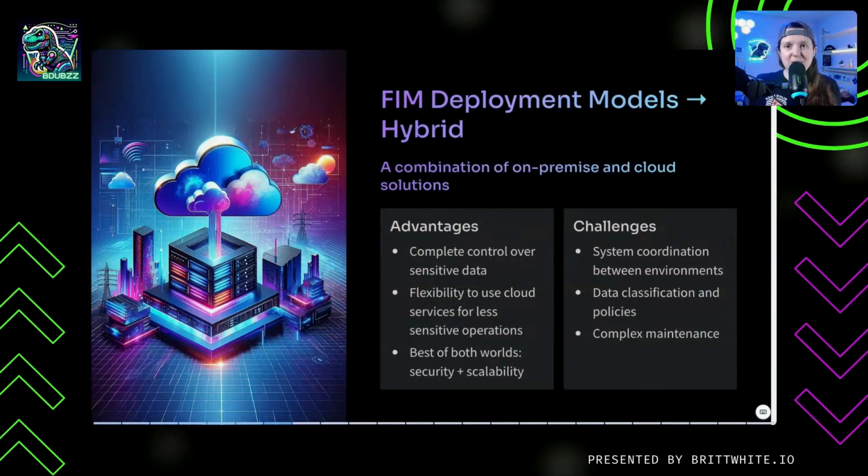The primary challenge is managing complexity. Your IT team must coordinate and maintain both cloud and on-prem environments, requiring specialized expertise and careful planning. Two critical challenges stand out here. First is system coordination. You'll need seamless integration between your cloud and on-premise environments. This requires careful planning and ongoing maintenance. Second is data classification. You must establish crystal clear policies about what data belongs where, and ensure every team member understands and follows these guidelines.